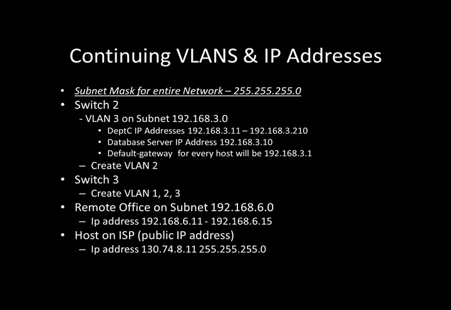For switch 3, we created VLAN 1, 2, and 3. The remote office on subnet 192.168.6.0 included IP addresses 192.168.6.11 through 192.168.6.15. And the host on the ISP, the public IP address, was 130.74.8.11 with subnet mask 255.255.255.0.